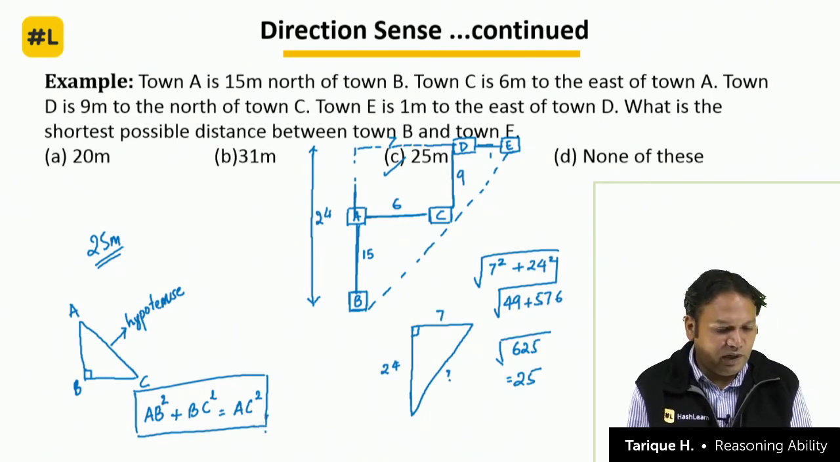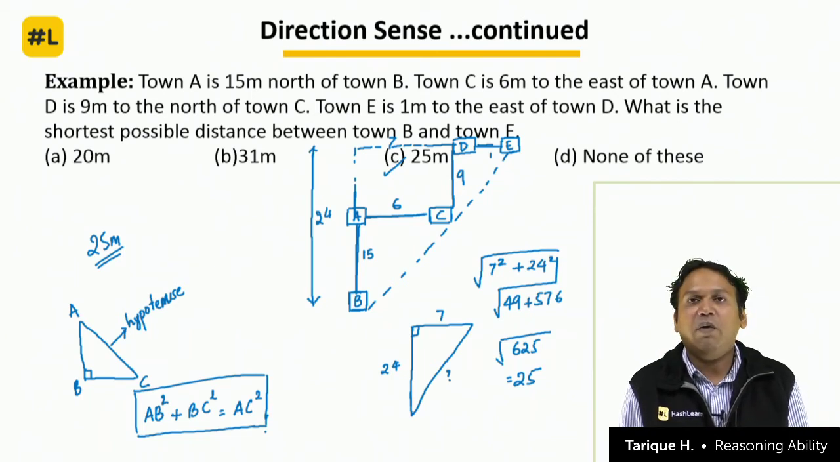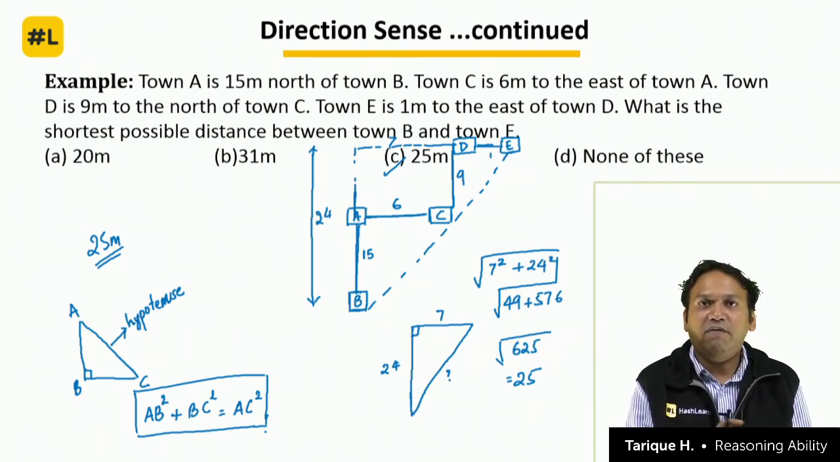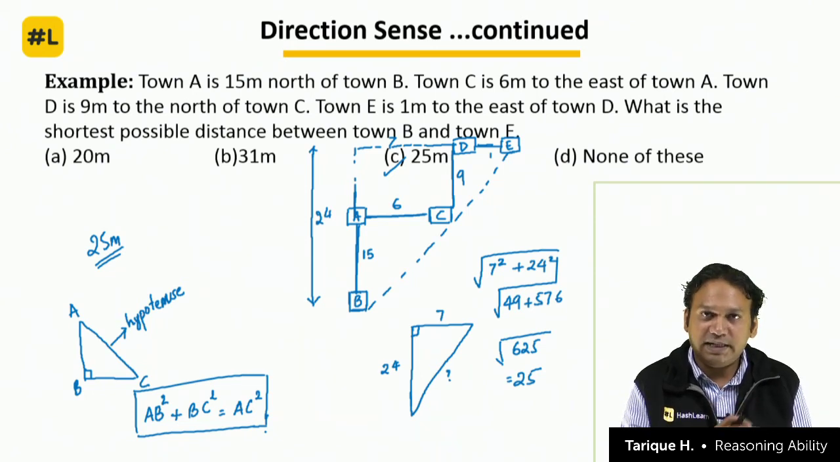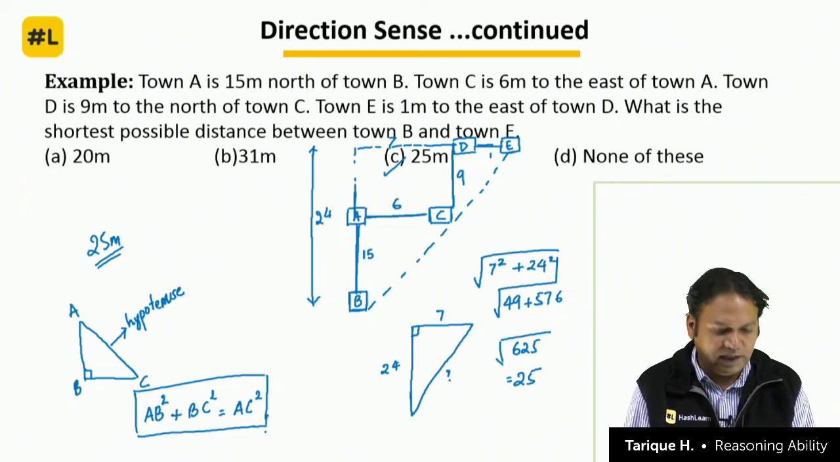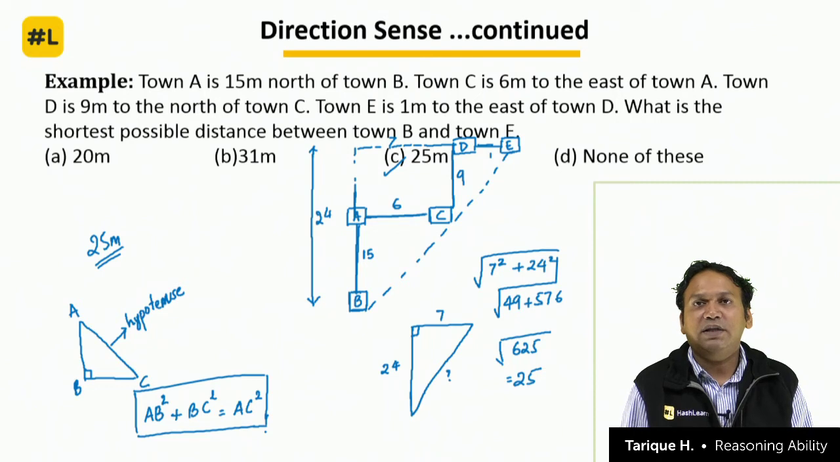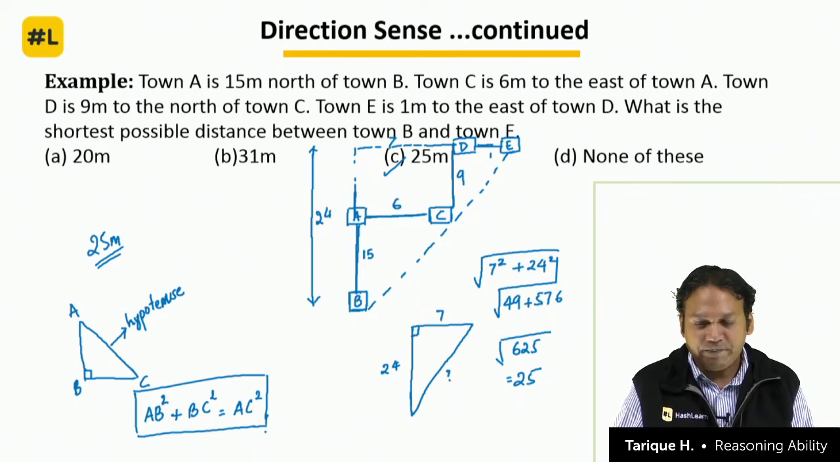Now, in geometry we will be studying these things separately also, but for the time being you can note it down: in a triangle with one angle 90 degrees, the sum of the squares of the smaller sides will be equal to the square of the largest side. Using this formula we can find out the shortest distance between 2 points. The shortest distance between 2 points is always a straight line.